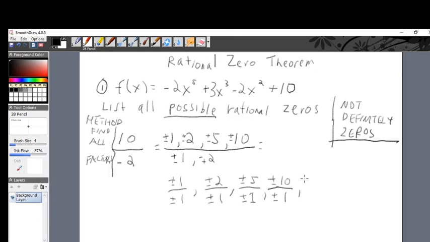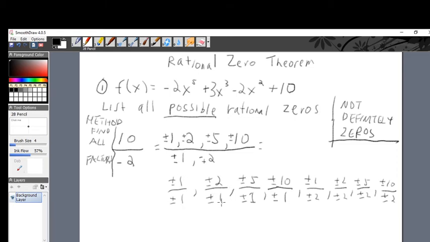So then it becomes plus or minus 1 over plus or minus 2. Plus or minus 2 over plus or minus 2. Plus or minus 5 over plus or minus 2. And I'm at the end of the string, plus or minus 10 over plus or minus 2. The list is done, but now before we sign off and say these are all the possible rational zeros, we've got to look for redundancy.